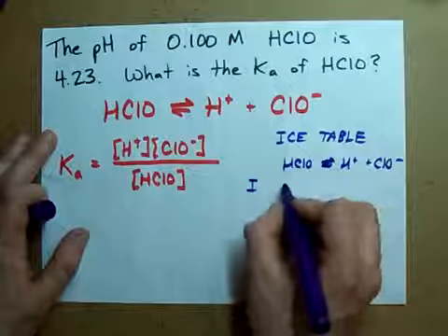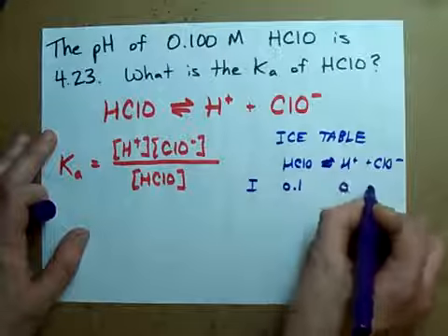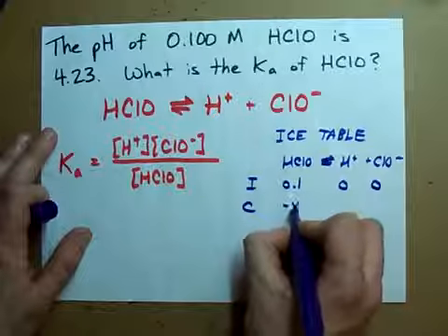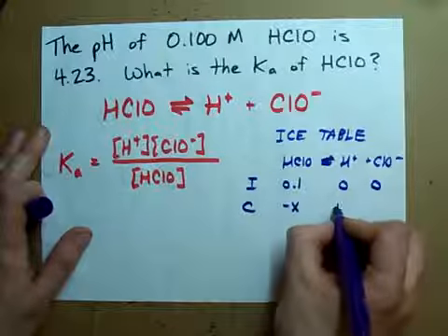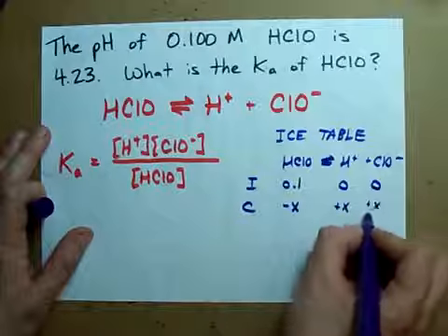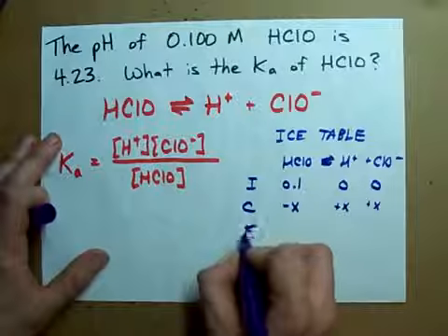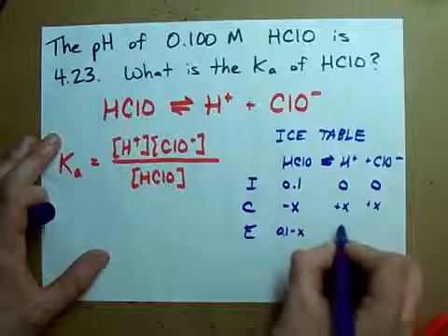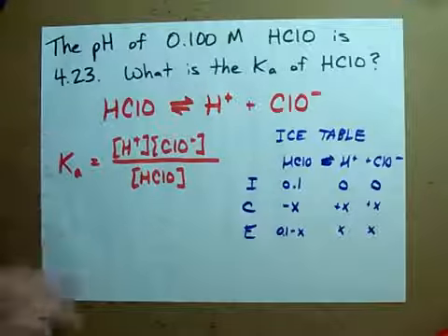HClO initially is 0.1, and these are nothing. A little bit of HClO breaks up and disappears. Some of these appear in its place. So the equilibrium expressions are 0.1 minus x, x, and x.